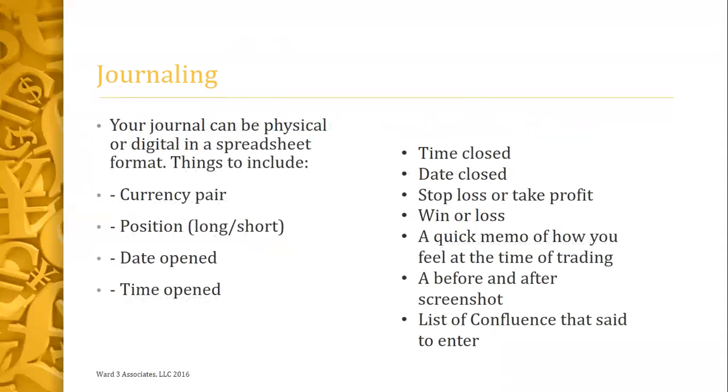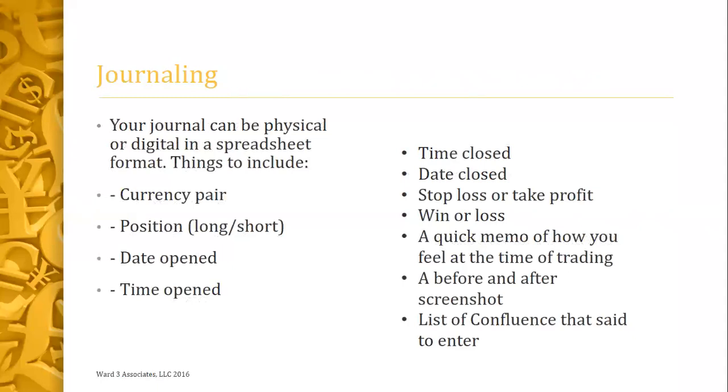All right. Now, your journal can be a physical or digital spreadsheet. Okay. Some things to include: you want to have the currency pair that you trade. You want to have what kind of position you took, the date you opened it, the time you opened it, the time you closed it, the date you closed it. You want to have where you put your stop loss, where you put your take profit. Did you win or lose?